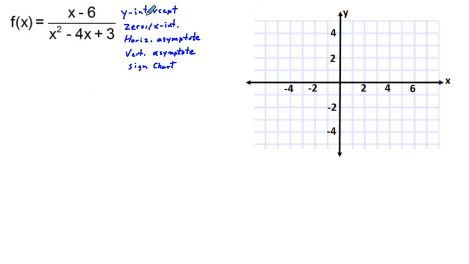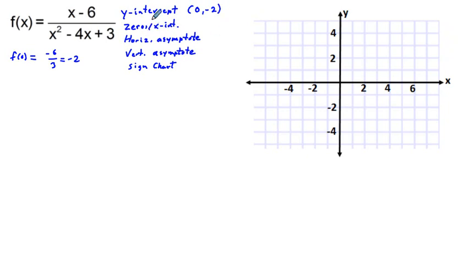Now, first of all, we're going to look for the y-intercept, and for the y-intercept we plug in 0. So if we plug in 0 and replace x with 0, we're going to get negative 6 over 3, which equals negative 2. So our y-intercept is going to be the coordinate pair (0, -2).